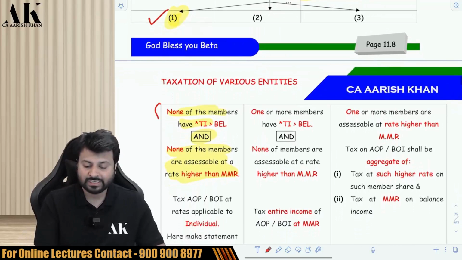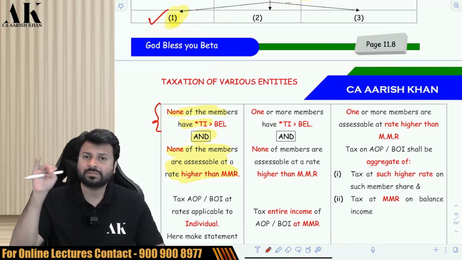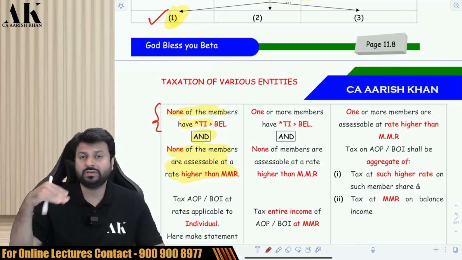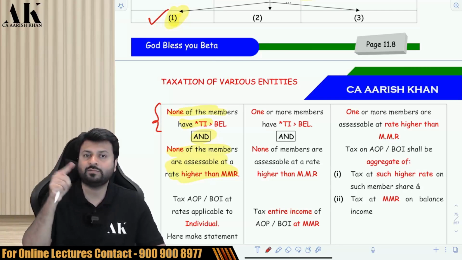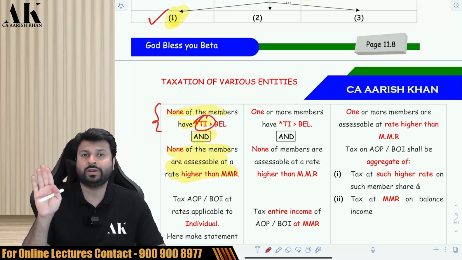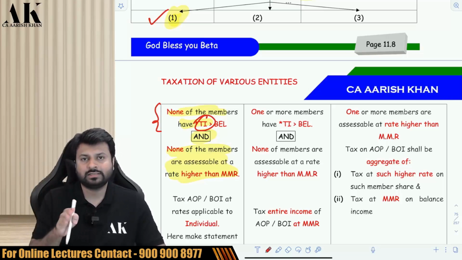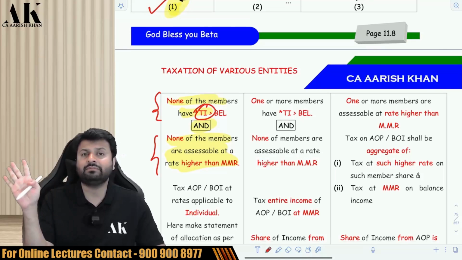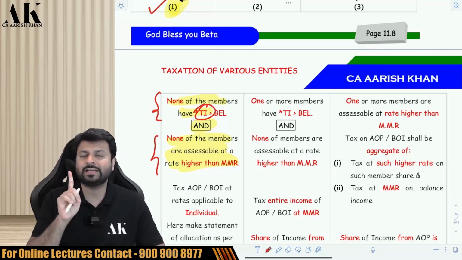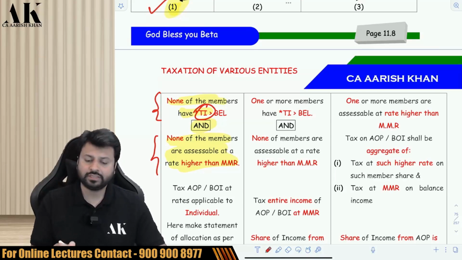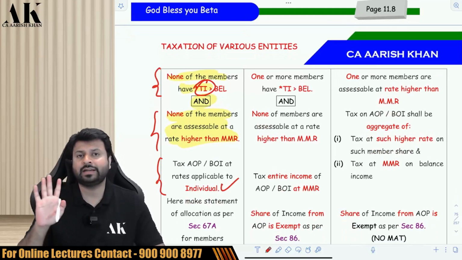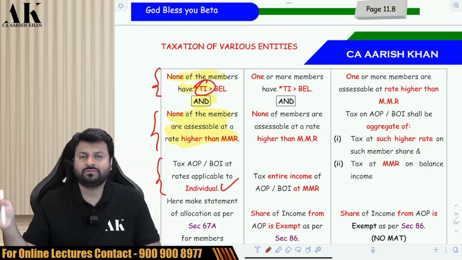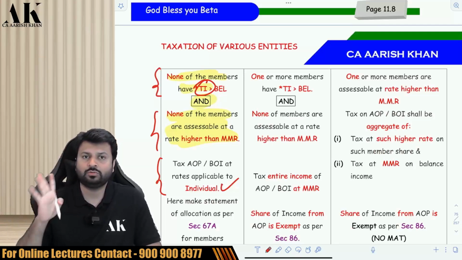So if you want to come in case 1, you are supposed to fulfill two conditions. First, all the members' income should be less than the basic exemption limit. Which income? The other income, other than from AOP BOI. Don't count the AOP BOI income in this total income; this only talks about their other income. All members' other income has to be less than the basic exemption, and not even a single member should be a foreign company. If you fulfill these two conditions, then AOP BOI will be taxable at individual rates: 2,50,000, 5 lakhs, 10 lakhs, etc. That is the rate at which AOP BOI will be taxable.